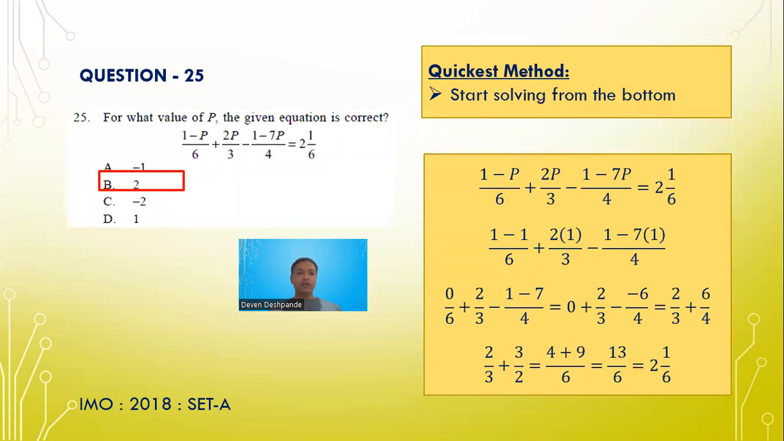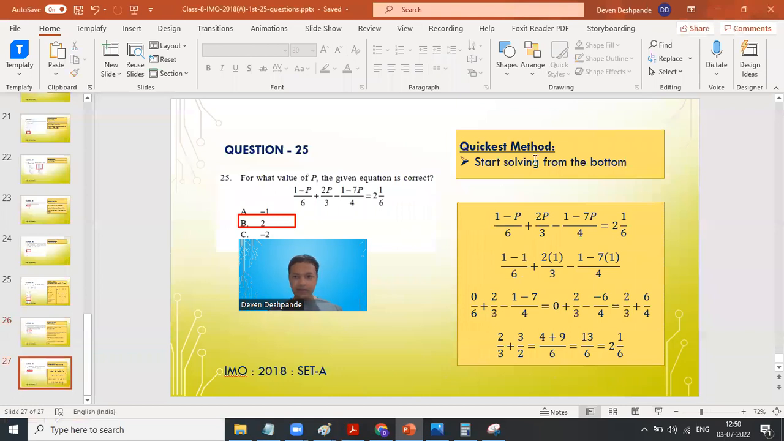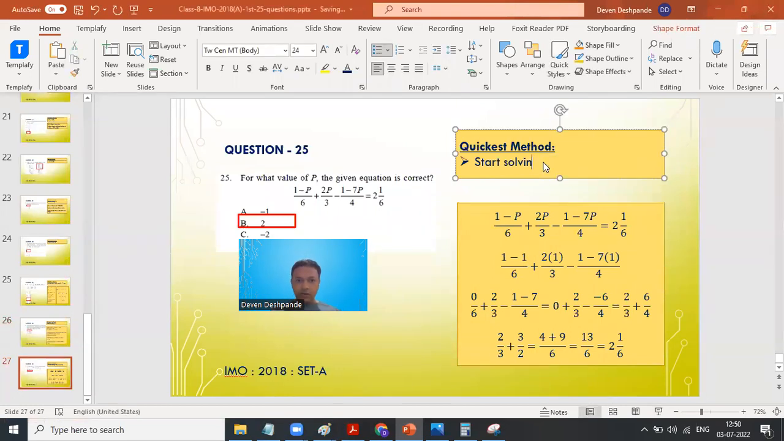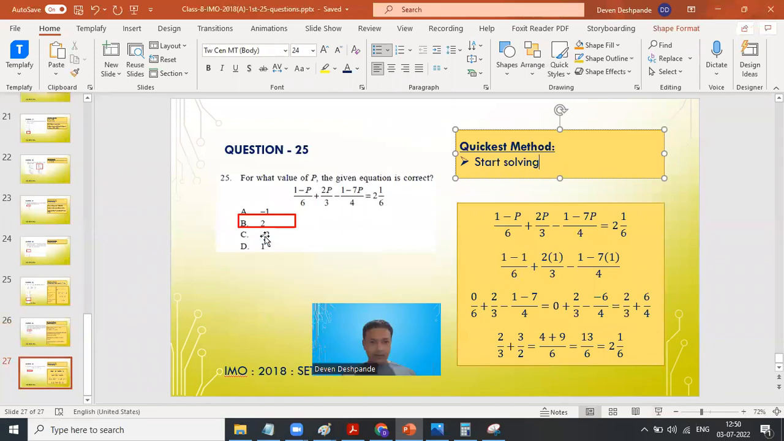Last question, hooray! For what value of P the given equation is correct? Okay, for what value of P is the given equation correct? So start solving, not from the bottom. So 1 minus P, and here the correct answer is 1.